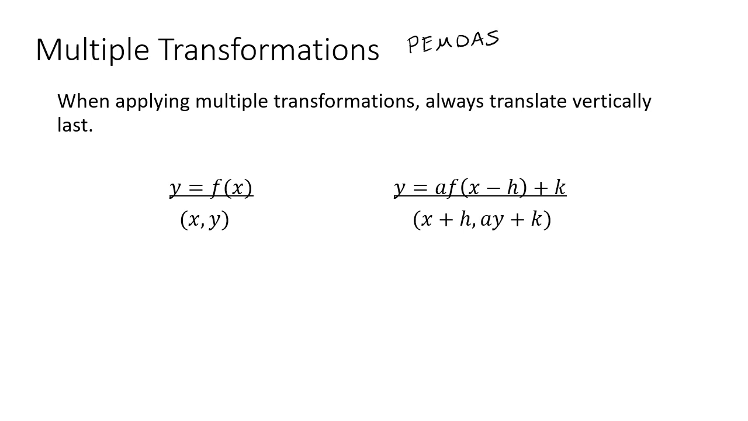The shifting that we do up, down, left, and right is addition and subtraction, whereas the stretching, shrinking, and reflecting that we do is multiplication. So just like in the order of operations, the multiplication comes first, and then the shifting, the adding and subtracting, comes second.